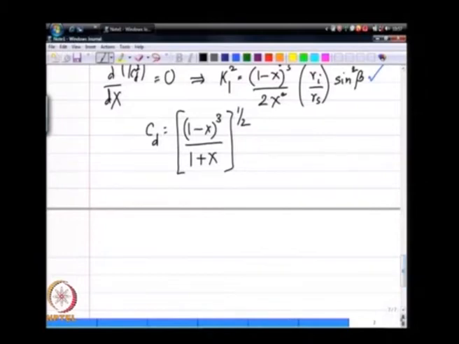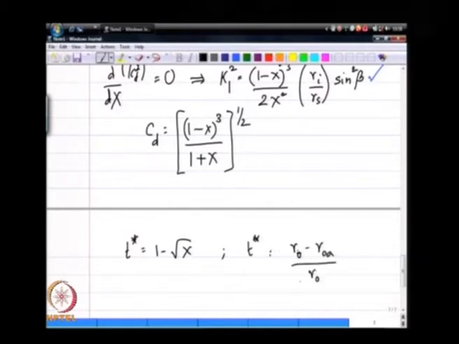And now, from this definition of x, I can define a non-dimensional film thickness. If I define a T star to be R 0 minus R 0 A divided by R 0, you can quickly see how that definition is the same as 1 minus square root of x. X is A 0 A divided by A 0. So, square root of x is the same as R 0 A divided by R 0.